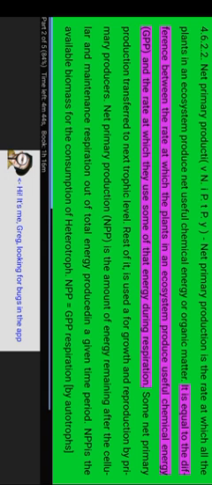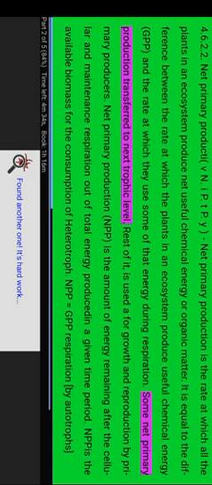Net primary production is the rate at which all the plants in an ecosystem produce net useful chemical energy or organic matter. It is equal to the difference between the rate at which the plants in an ecosystem produce useful chemical energy, GPP, and the rate at which they use some of that energy during respiration. Some net primary production is transferred to the next trophic level. Rest of it is used for growth and reproduction by primary producers.